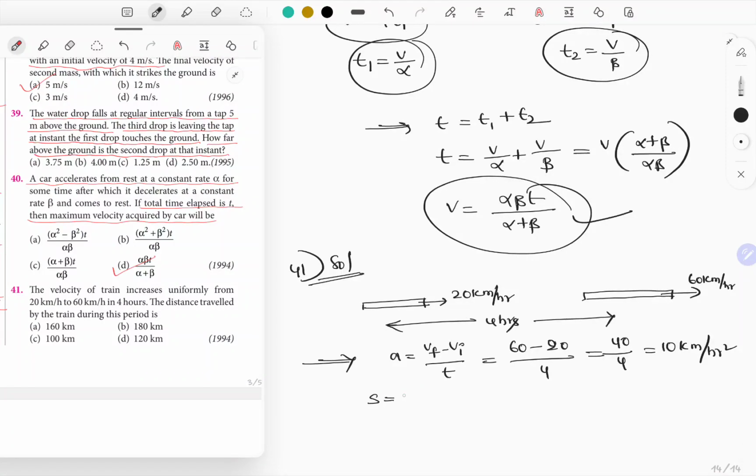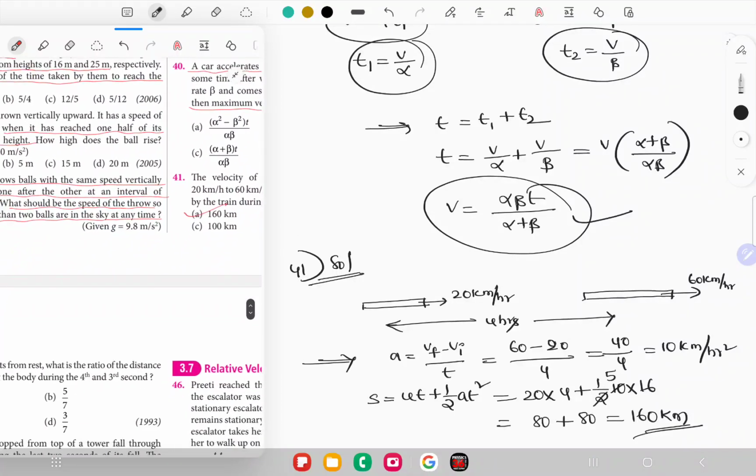Then we need the distance. S is equal to ut plus half at square. U is 20 into time of travel 4, plus 1 by 2, acceleration is 10, into 4 square 16. 2 5s are 10, 20 into 4 is going to be 80, plus 80, which is equal to 160 kilometer. This is the answer. Option A matches perfectly.